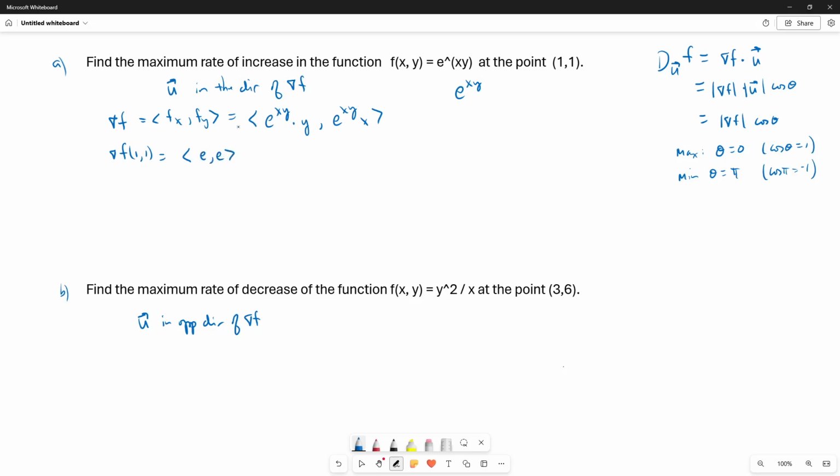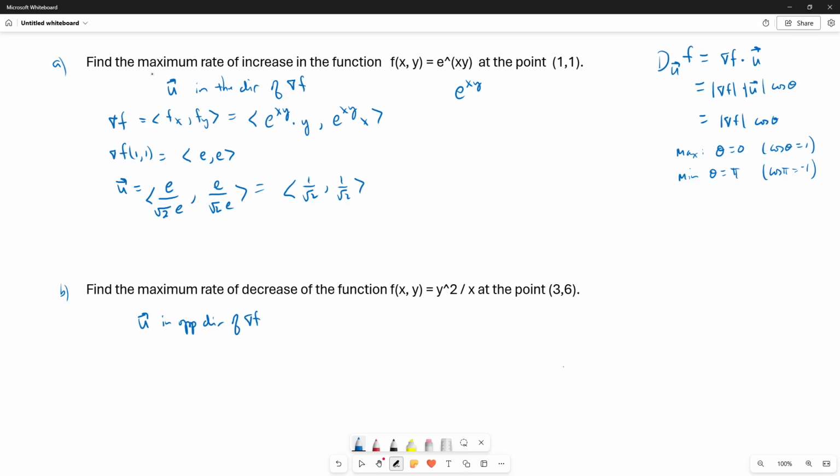And that is not a unit vector. So u will be a unit vector in the direction of this one. So that's going to be e over the square root of 2e squared, and then e over the square root of 2e squared. In other words, it's (1 over root 2, 1 over root 2). That should be a unit vector. If you square this, you get a half. Square that, you get a half. Add them, you get 1. So there it is. There's our unit vector.